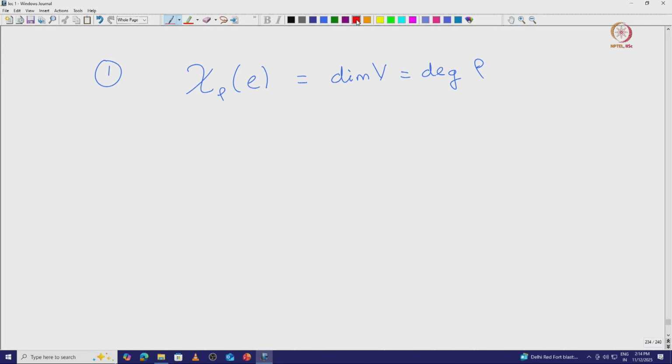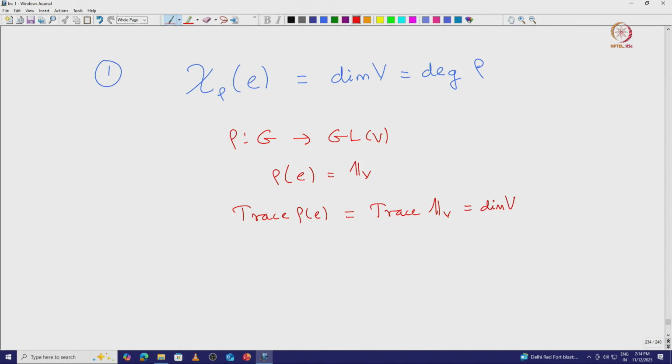Recall that rho is nothing but a group homomorphism from G to GL(V). In particular, rho of the identity is going to be the identity operator on V. So, the trace of rho of identity is the trace of this identity operator, which is exactly the dimension of V, but that is the character value of this identity element. This proves that the character value at identity is always the degree of the representation.